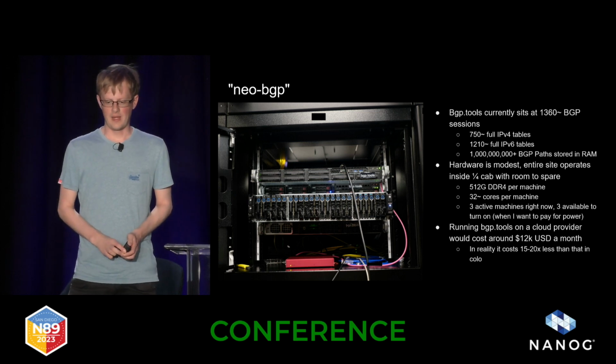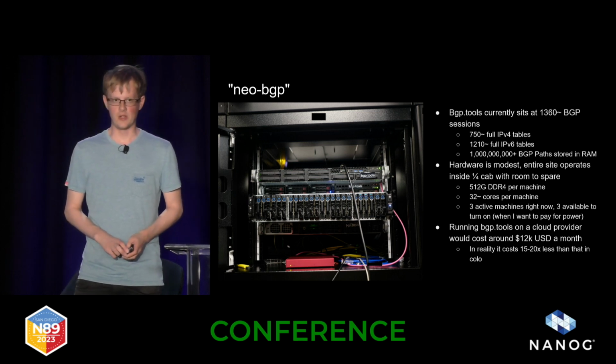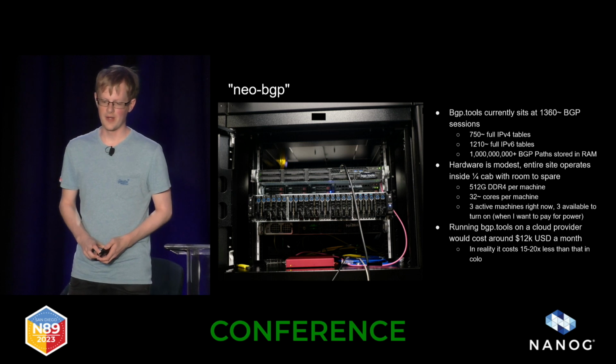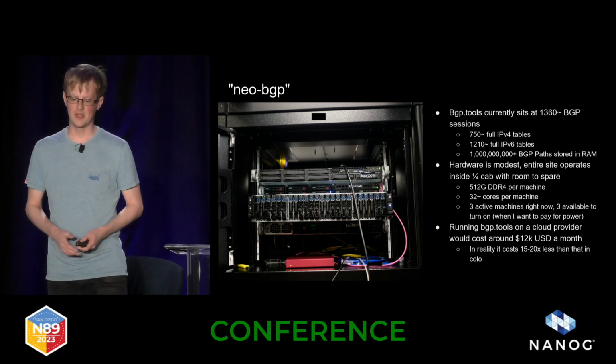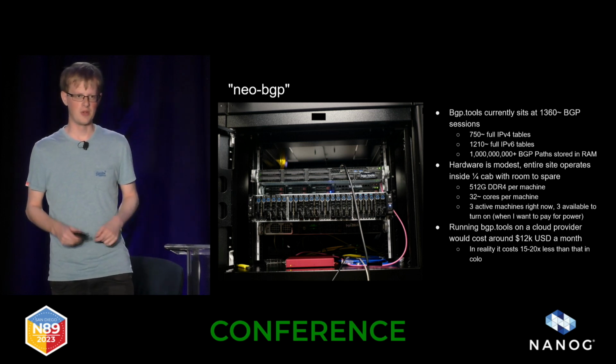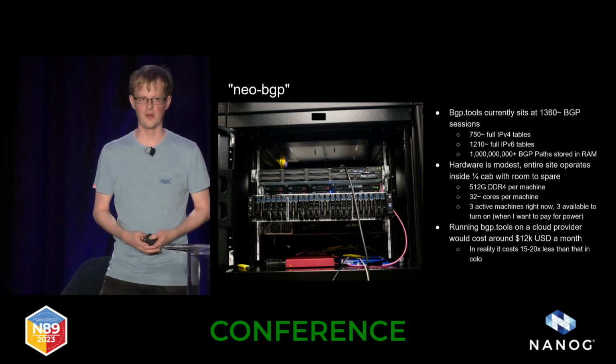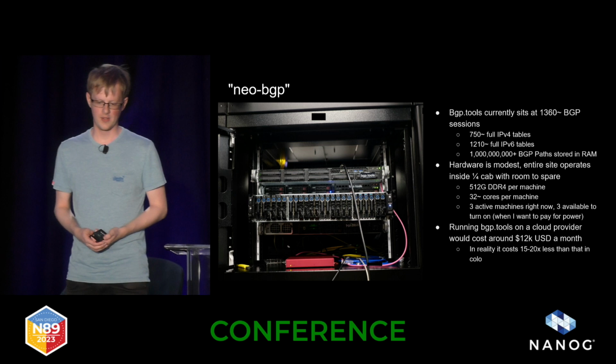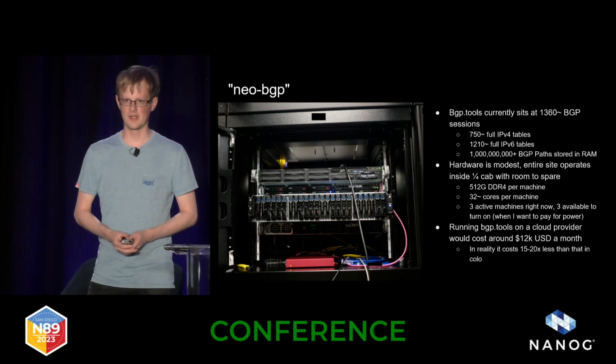I did a bit of a back of the envelope calculation on how much bgptools would have cost to run on a cloud provider, and it came out to somewhere around $12,000 US a month. In reality, it currently costs somewhere between 15 and 20 times less than that in co-location. In fact, $12,000 is roughly speaking still higher than the entire capital purchase I've ever done for hardware.